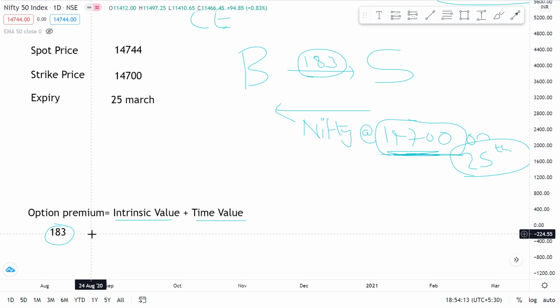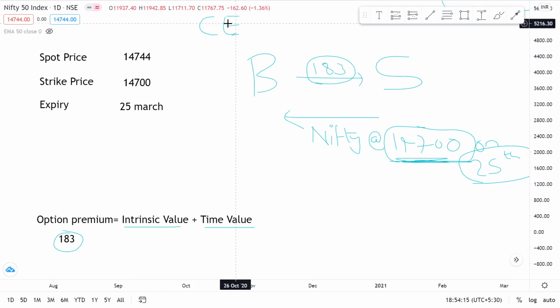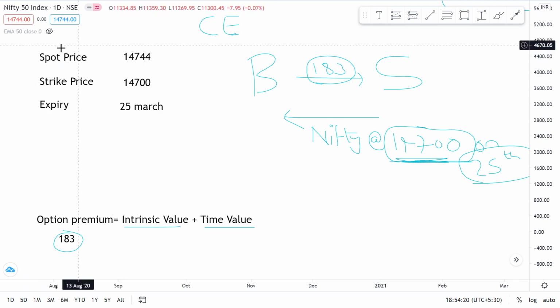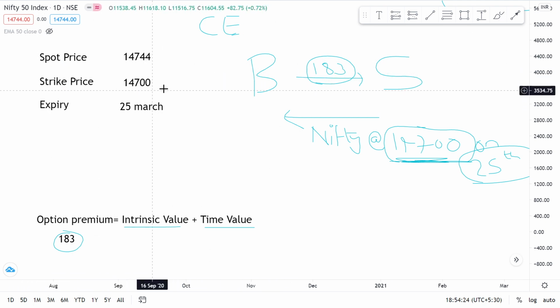So what is the intrinsic value for this? The intrinsic value of a call option is the spot price minus the strike price, right? This is because the buyer is buying the call option for 14,700, that is the agreed upon price, and he gets to sell it in the spot market for 14,744.